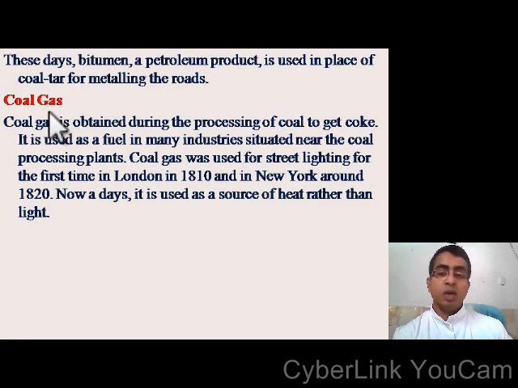Next one is coal gas. Coal gas is obtained during the processing of coal in order to get coke. It is used as a fuel in many industries situated near the coal processing plants. Coal gas was used for street lighting for the first time in London in 1810 and in New York around 1820. Nowadays, it is used as a source of heat rather than light.